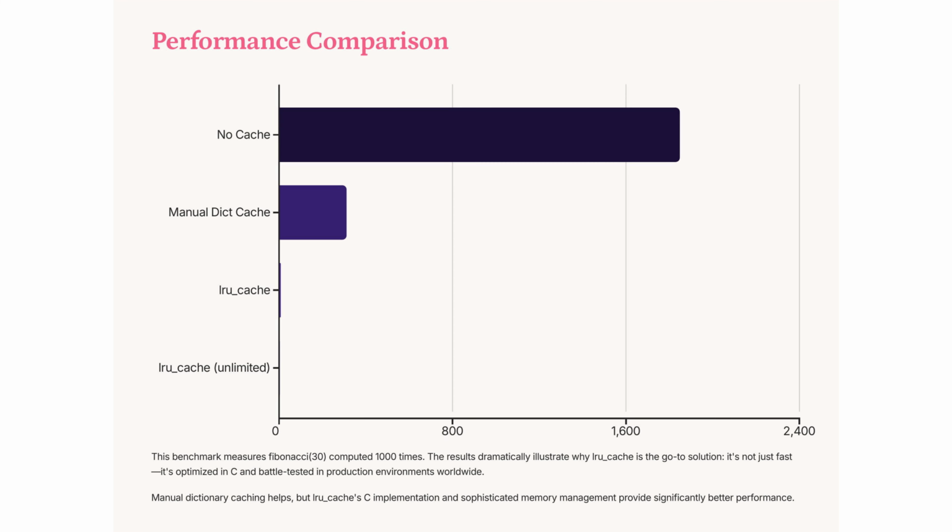Benchmarking Fibonacci 30, computed 1,000 times, reveals least recently used cache's superiority. While manual dictionary caching offers improvements, least recently used cache's C optimization and advanced memory management deliver unmatched speed and efficiency. This makes it the preferred choice for high-performance caching in production environments globally.